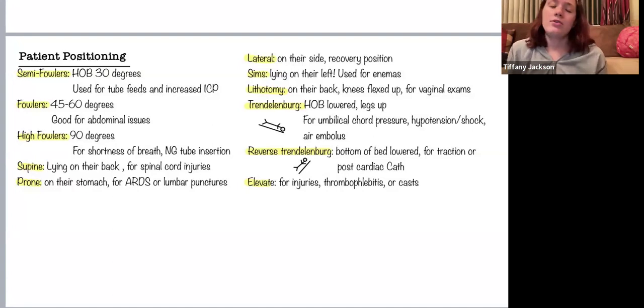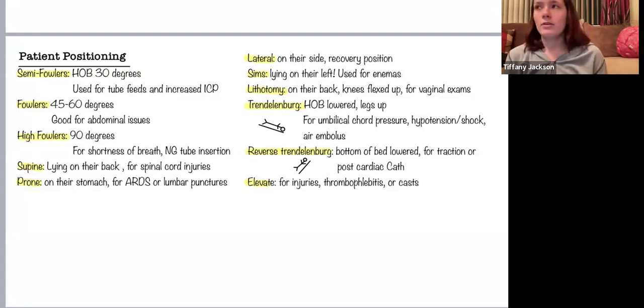They're not going to ask you the proper degree of high Fowlers, but you should know who would benefit best from being in high Fowlers. Well, if we're putting an NG tube in, we're going to make sure that patient is sitting all the way up. If they're short of breath, we're going to sit them all the way up. Okay, we've got supine. This is laying on your back. I always say you're kind of looking at the sun, you're laying on your back. We've got our prone position when your patient's getting a lumbar puncture, or if they have ARDS, prone does help.